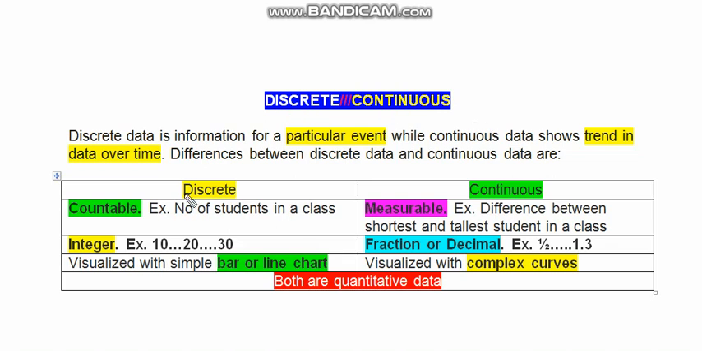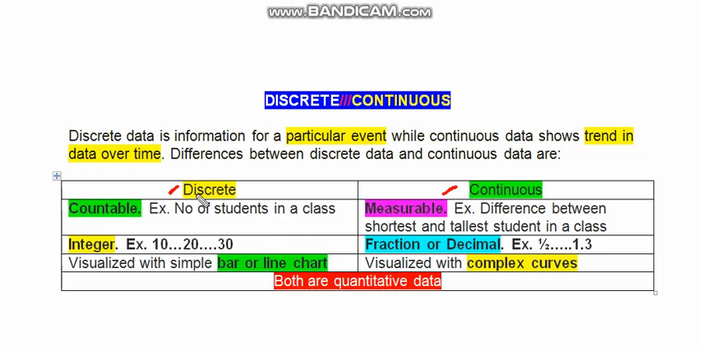Anyway, a discrete variable is a particular event at a point of time. Always remember, it is a particular event at a point of time, while a continuous variable is a trend in the data over time. To understand this, we need to understand the differences between the discrete and the continuous variables based on the properties they follow.